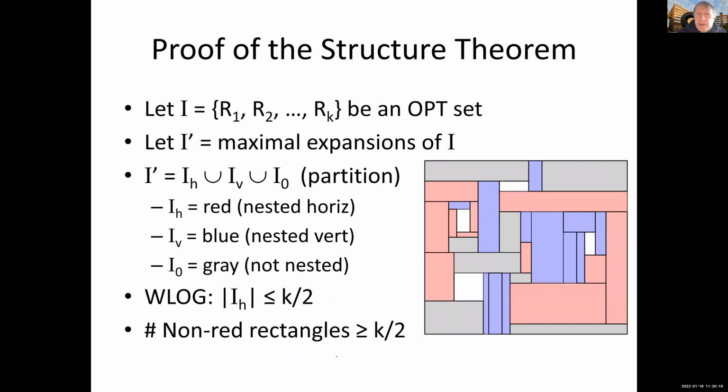Now, the proof of the structure theorem relies on some more terminology. So again, let's start with what might be an optimal set of rectangles, R1 through Rk. Take their maximal expansions, call that set I prime. And I prime can be partitioned into red, blue, and gray according to nesting horizontally, vertically, or not at all. Okay, as in this picture. Without loss of generality, since it's a partition, you can assume that the number of reds is at most half. The reds and blues can't both be more than a half since they're disjoint. So the number of non-reds is at least half of the total.